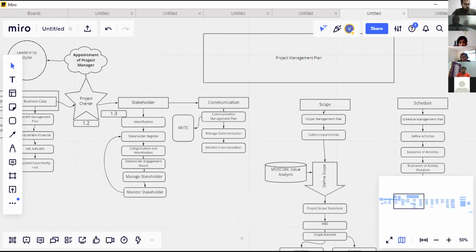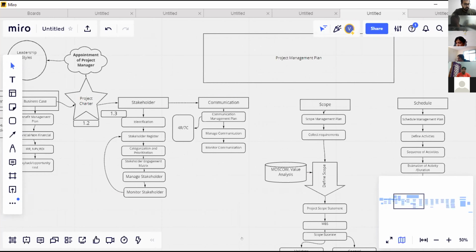After making the project charter, the project manager will identify stakeholders. Then, according to the power analytics matrix, we will make a stakeholder register. Then we will categorize and prioritize stakeholders. Then the stakeholder engagement matrix, manage stakeholders and monitor stakeholders. If during any of this process we identify any new stakeholders, we will again update the stakeholder register and the process will continue.